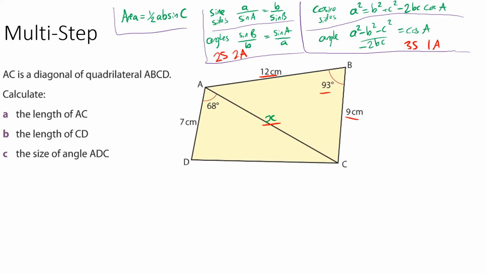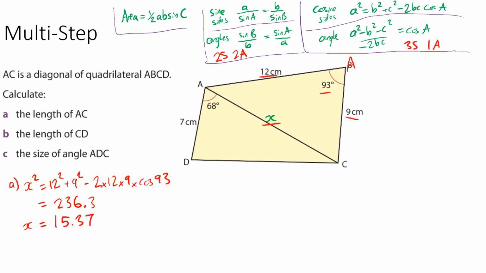We're finding a side, so we're going to use the A squared equals B squared plus C squared, etc. And our A is going to be this missing side, and our B and our C are going to be the 12 and the 9, and our angle A is going to be the 93. So let's do that. We will say A squared, so that's X squared, is equal to 12 squared plus 9 squared minus 2 times 12 times 9 times cos 93. If you type that in, you'll get 236.3, but we want to square root that, obviously, because that's x squared, so it's going to give us 15.37 centimeters, because the units are centimeters.